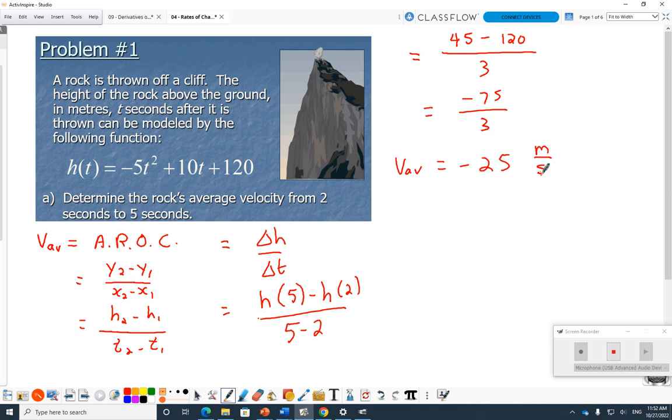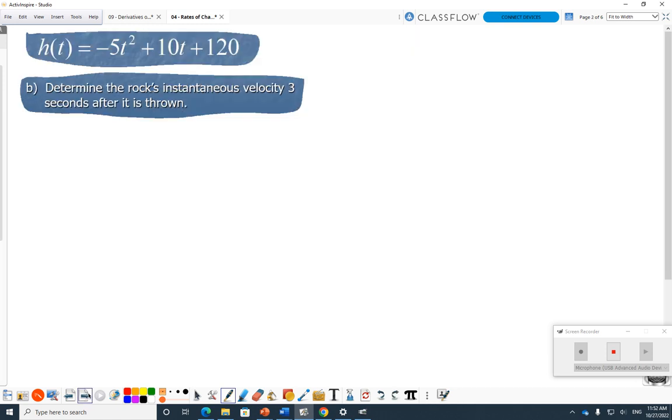Okay, that wasn't the tough question in Unit 2. After the average rate of change lesson, everybody went home and went, yeah, no problem, this is great, average rate of change. Instantaneous rate of change. The next question is, determine the rock's instantaneous velocity 3 seconds after it's thrown. From here on in this course, I do not ask that you do method 1 or method 2.